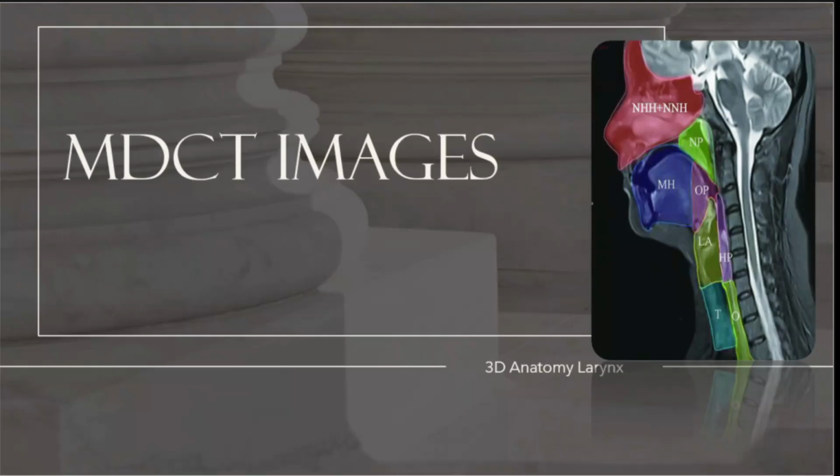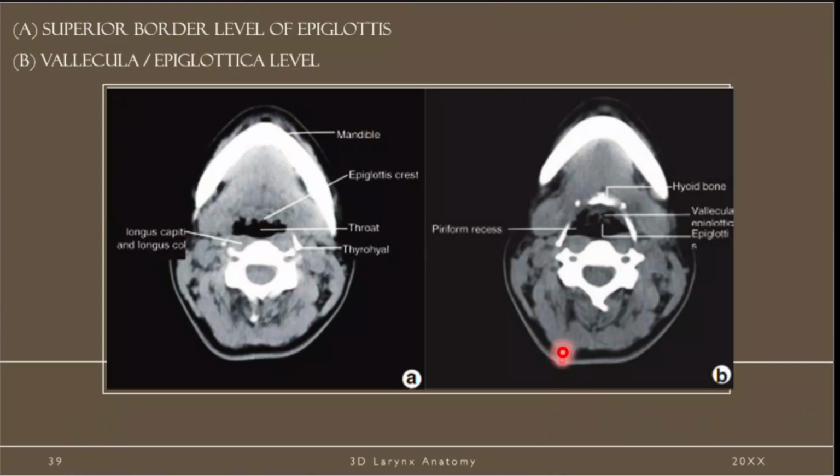We'll get to some CT images, and as we said, it's very, very important to know where you are. You don't want to get lost in the cuts, not knowing if you're supraglottic, glottic, or infraglottic. So how do we do that? We all can see the mandible.